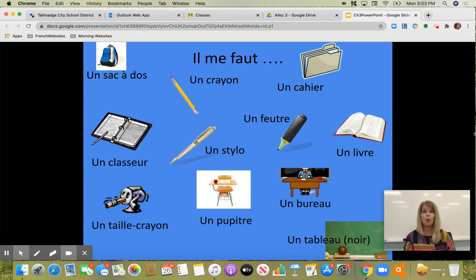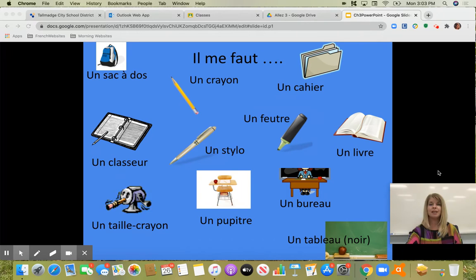Répétez, un tableau. Notice it has the E-A-U ending like bureau. Good. And if you want to call it a blackboard, it's un tableau noir. A whiteboard would be un tableau blanc. We're going to do colors in this chapter too. So they're coming. All right, très bien. Those are all our masculine things in the classroom. Notice that I have supplies, but then I also put some things that we're going to see in the classroom too. All right.